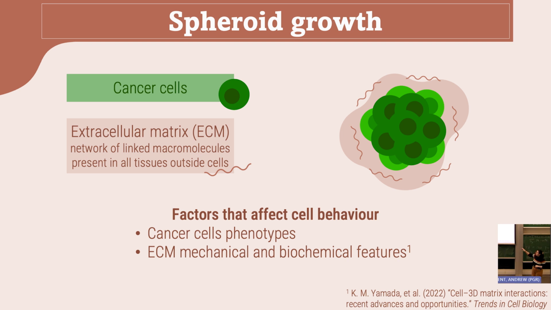So there are some factors that affect cell behavior, mainly the phenotype of the cancer cells that we're looking at and the mechanical and biochemical features of the ECM. So again, by changing the composition and structure, the ECM will have different properties.